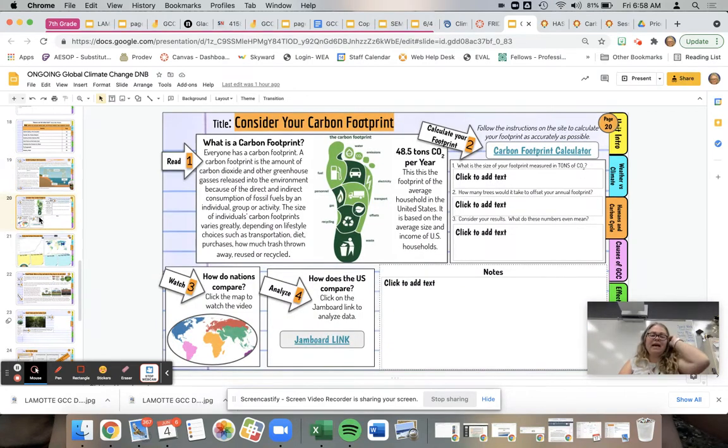Next, we started to get into data and what per capita carbon dioxide rates are doing and how that compares to a variety of different factors. So you did your own carbon footprint. We compared nations. We did a lot of analysis of data on our class Jamboard, which you can go back and should go back and review.